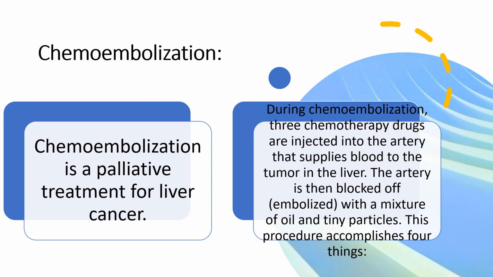So chemoembolization is a type of palliative treatment, mainly used for liver cancer. Here in chemoembolization, chemotherapy drugs are injected into the patient's artery that mainly supplies blood to the tumor in the liver. So what will happen when we are injecting the agents?